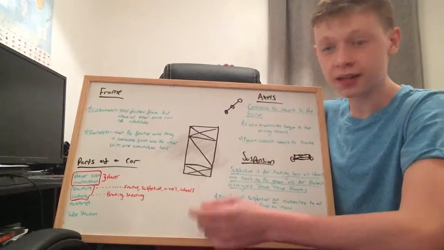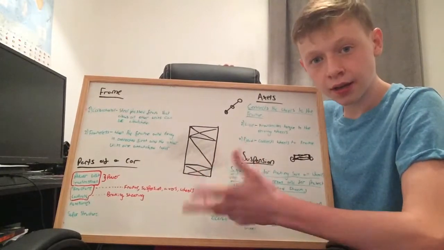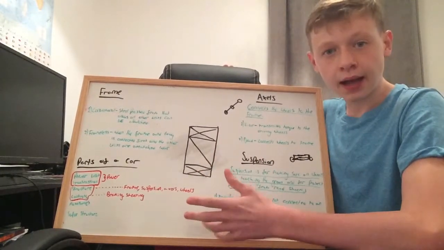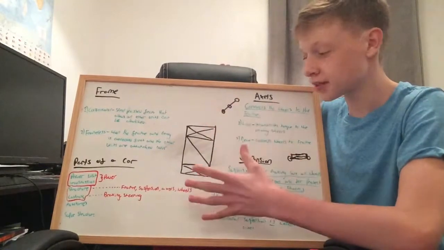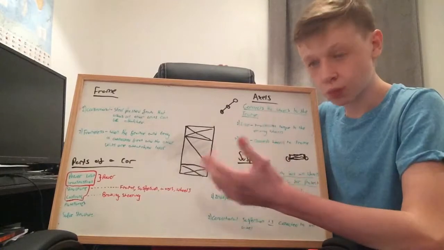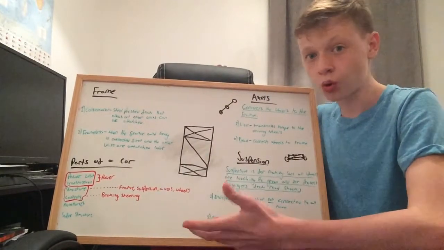Today we're going to be looking at structures and components of a car. Instead of just looking at the engine and mechanics of a car, we're going to look at the actual chassis this time and what ultimately makes a car roll.